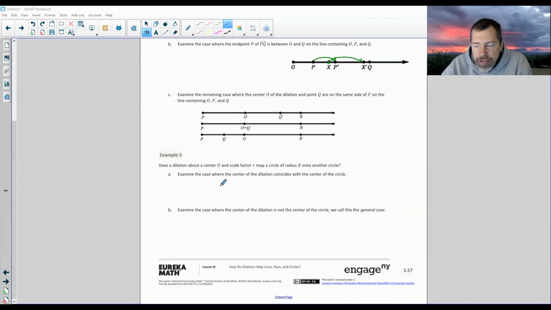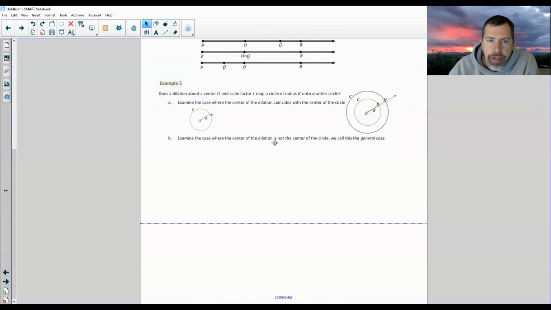So here's example 5. Does a dilation about center O and a scale factor of r map a circle of radius R onto another circle? Examine the case where the center of dilation coincides with the center of the circle. Examine a case where the center of dilation is not the center of the circle. We call this the general case.